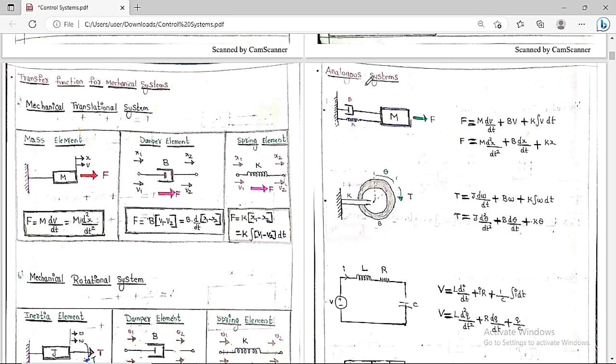So now we will discuss the different types of analogous systems. In the mechanical translation system, we have a mass M, a damper element, and a spring element. For this mass element, if I apply a force F, then what is the overall equation we are going to write?